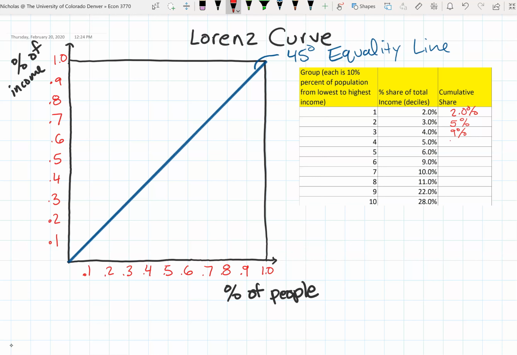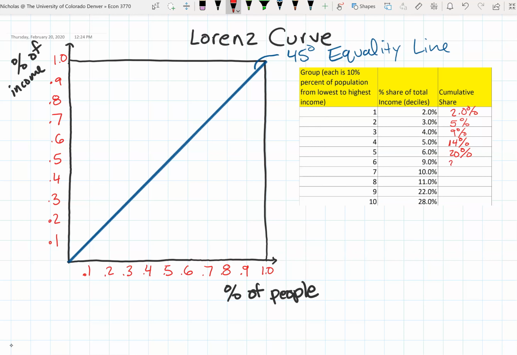And then the 9%, well, this group gets 5% themselves. So this is the next 10% of people. Well, they get 5% themselves, and the groups before them got 9% total. So now we're up to 14% total. And then we continue on 6%. So this is up to 20% total. So half of the people control only 20% of the income. Okay, that's what we're up to.